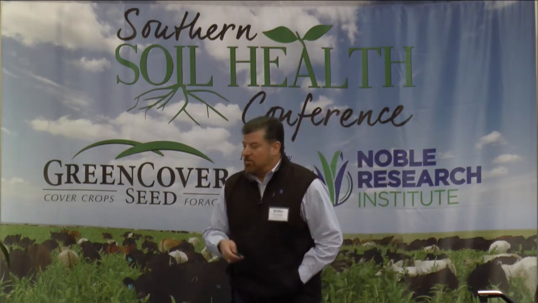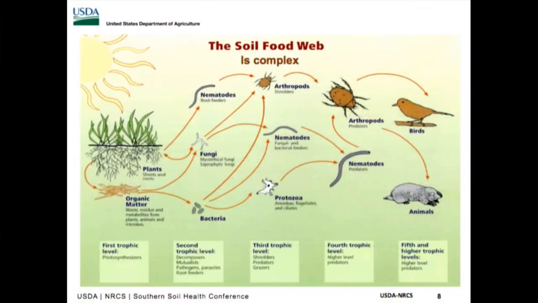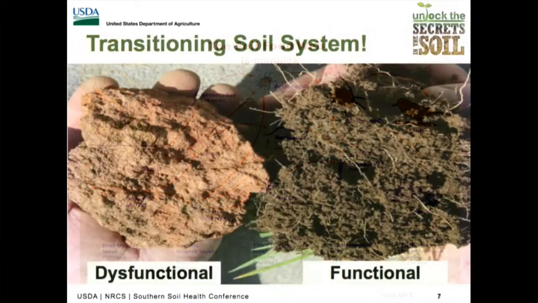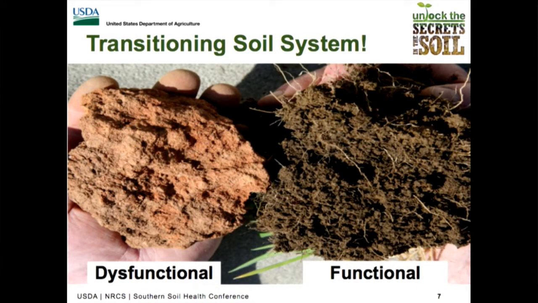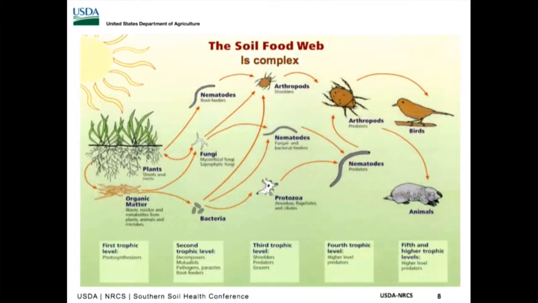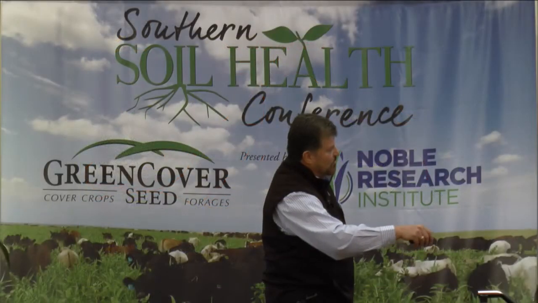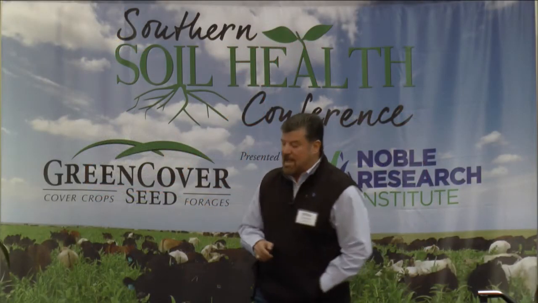Okay? So one of the things we have to understand in order to get there is that the soil food web is complex. When you have that tilled soil, like you see over there on the left, it only has bacteria in it. There's really no fungal association. Okay? And so what happens in that system is that you're actually functioning right here. You don't have all these other microorganisms really in that system. You're lacking all of that.